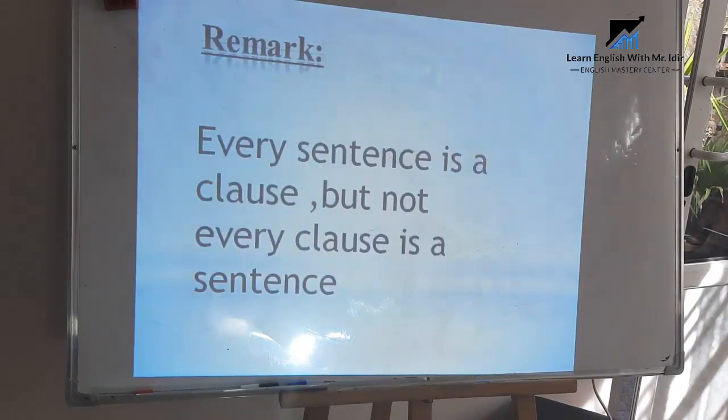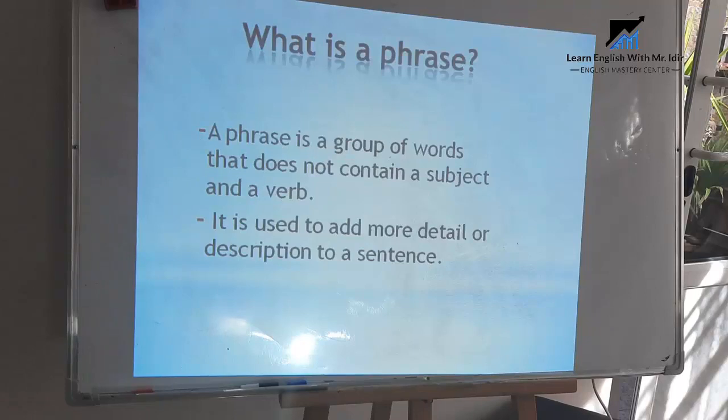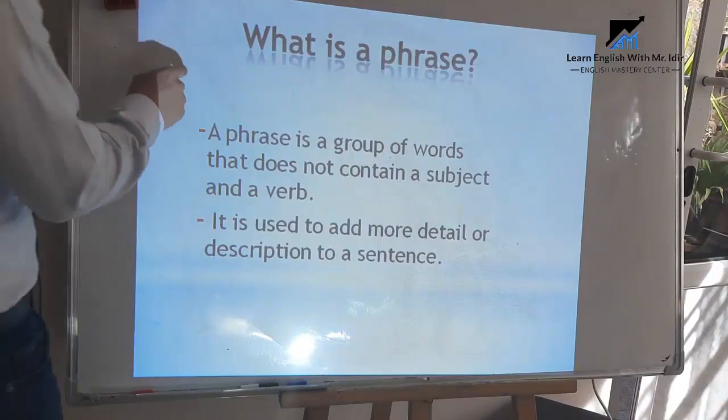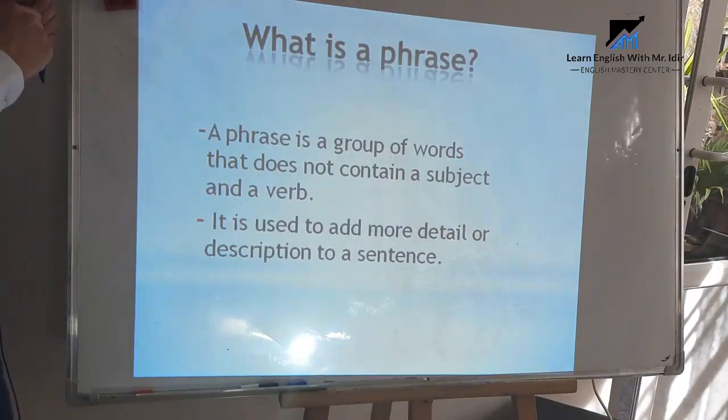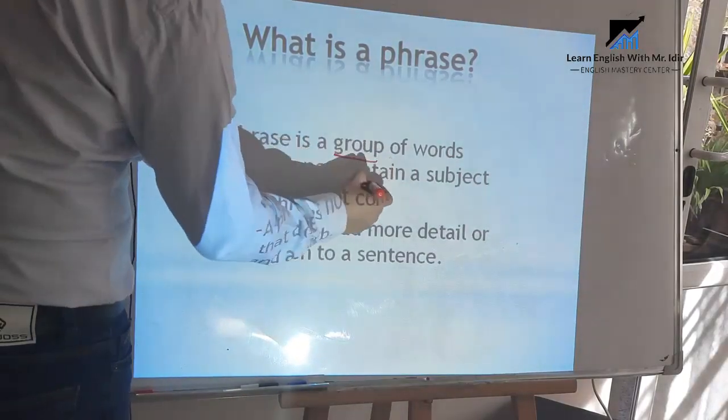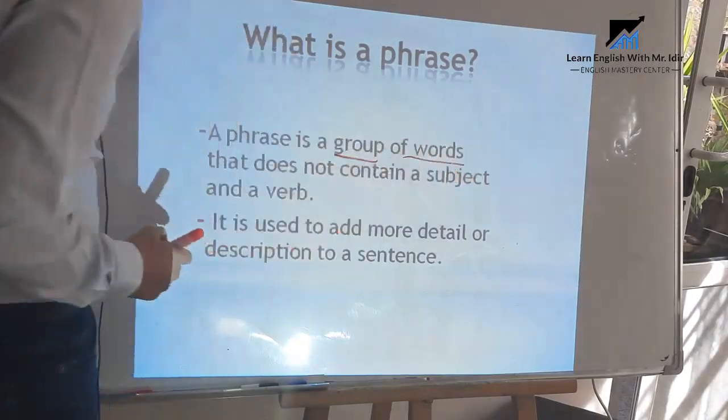Remark. Every sentence is a clause, but not every clause is a sentence. Okay, now let's move to the definition of a phrase. What is a phrase? A phrase is a group of words, the same as a sentence, the same as a clause. So, let's read more.